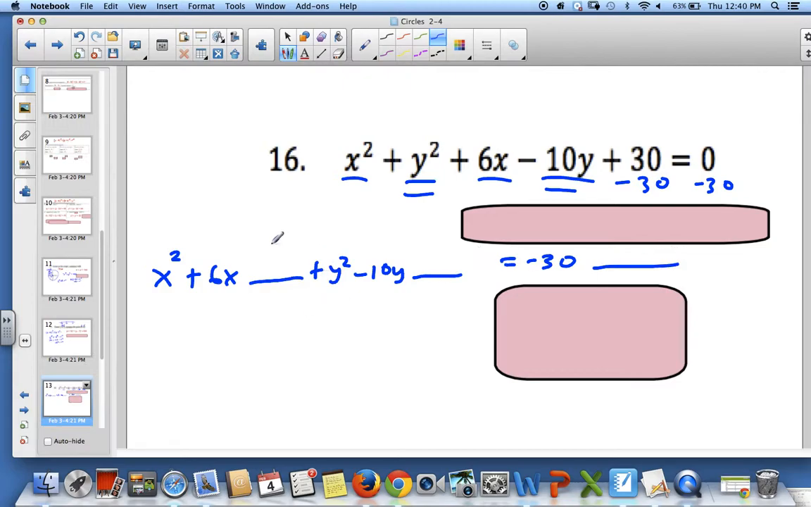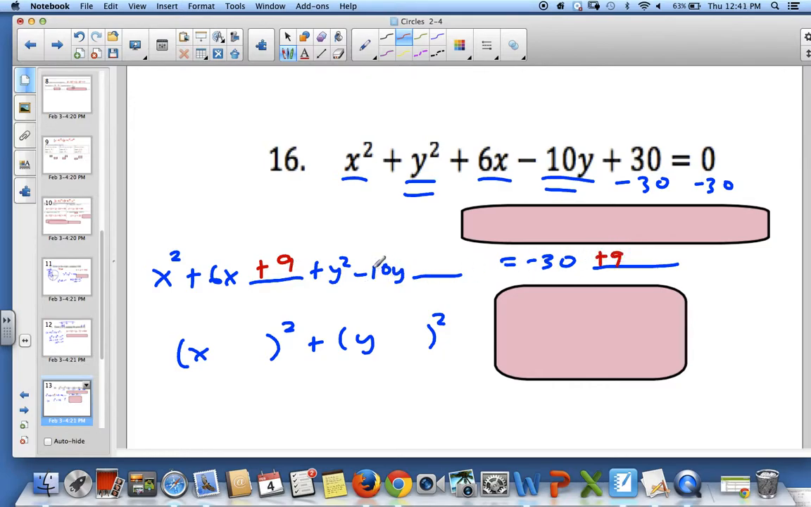Now, to complete the square, we want this to end up being something squared, x minus or plus something squared here, and the same thing for the y. And that's the form that we want it to look like anyway. So this number here would have to be half of this number. Half of 6 is 3. 3 squared is 9, so we'll put plus 9 here, which means over here I have to put plus 9.